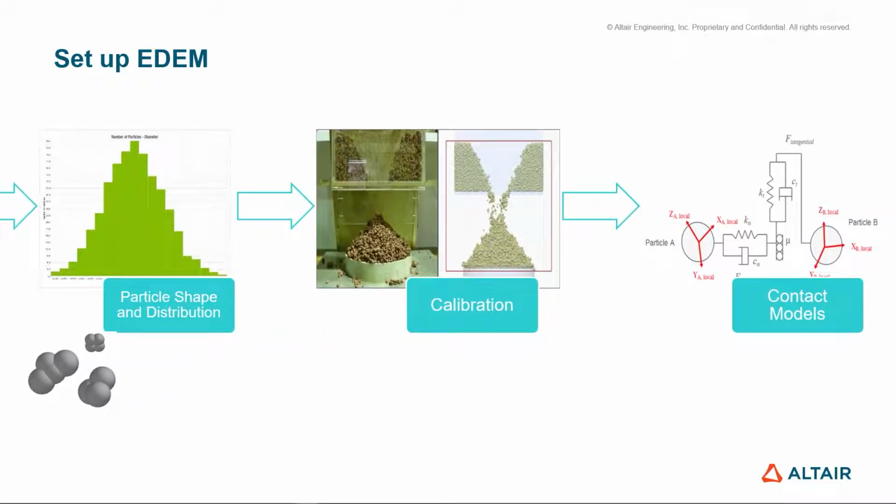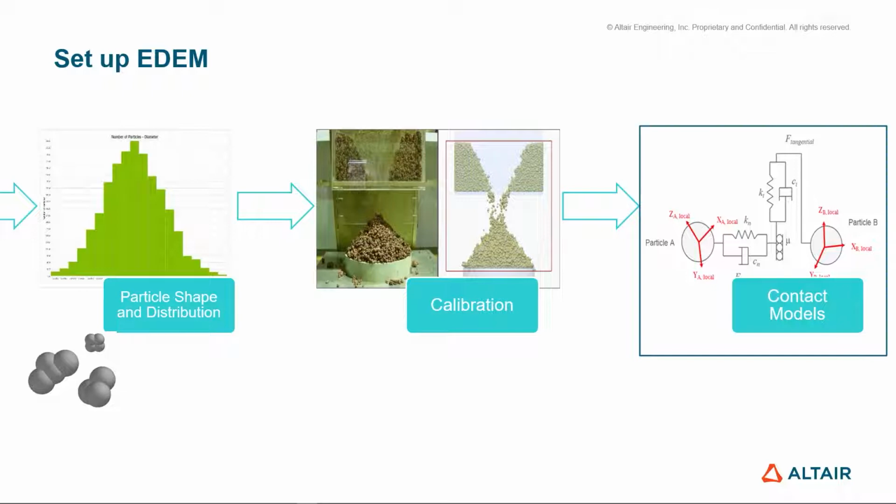Once you have all the input data, the next step is the calibration stage. And this is a real physical test that will ensure that your simulation shows real material behavior and also give you confidence that the simulation is representative of a real case. And that is what you want to achieve, a scenario that is very close to your real application. And finally, on the right, we have the contact models. Those are the physics laws and equations that describe the behavior of those particles when they're interacting with each other, and also, as I mentioned, the particles with the equipment as well.